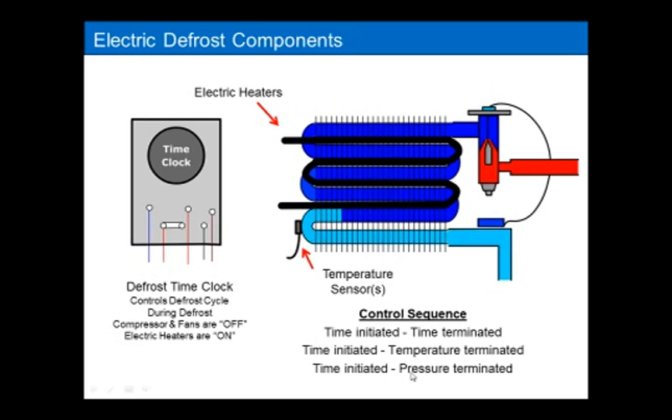The other method possibly used is, again, time initiated, but pressure terminated. Instead of using a temperature sensor, they use a pressure sensor. And when the evaporating pressure gets to a certain value, they terminate defrost. That can work because of the pressure-temperature relationship. I know pressure, I know temperature, so I can terminate defrost based on a pressure value. So there are some systems out there that use a pressure control to terminate defrost. But by far, the most common method is temperature: time on, temperature terminated.